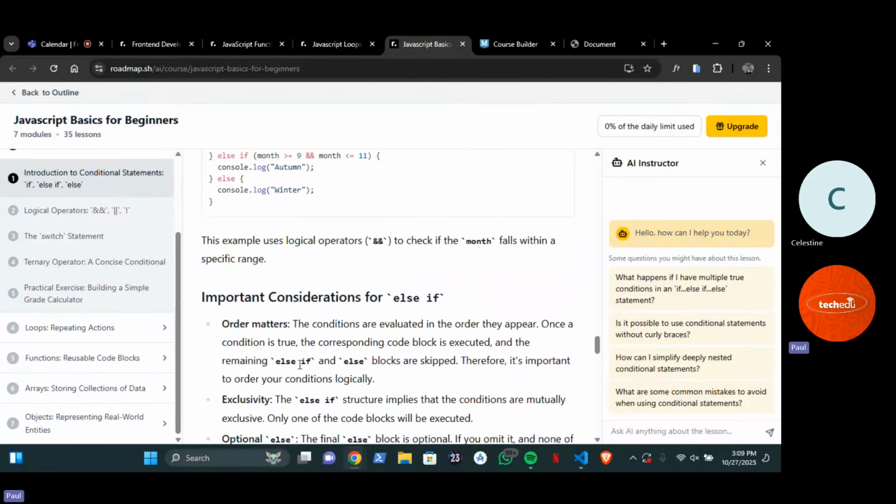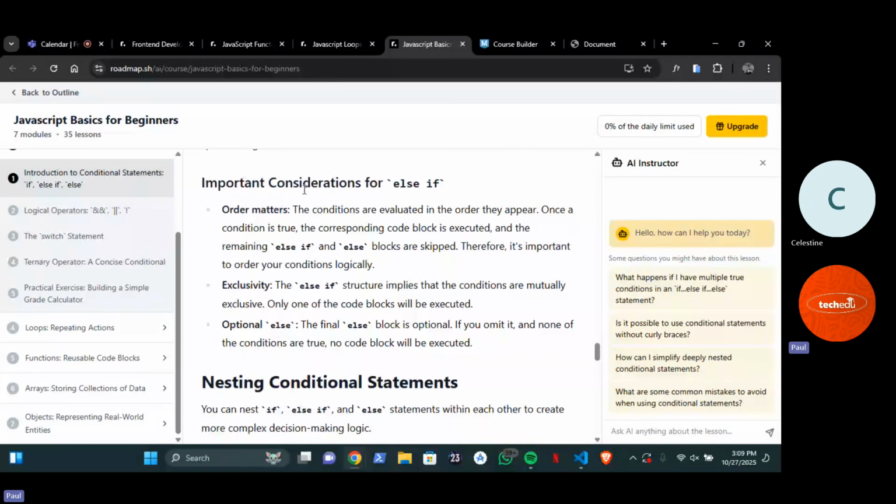Now let me explain this part again. We have important considerations for else if. The conditions are evaluated in the order they appear, just like I explained. If you have your first condition, it executes that one first. If that one is true, forget about your other conditions.